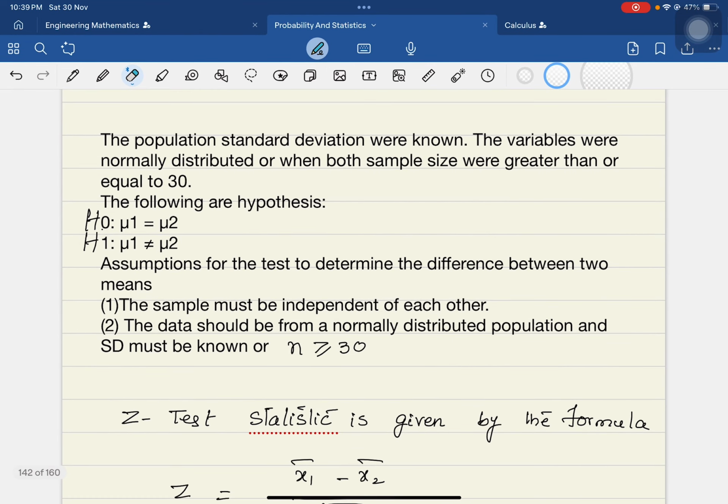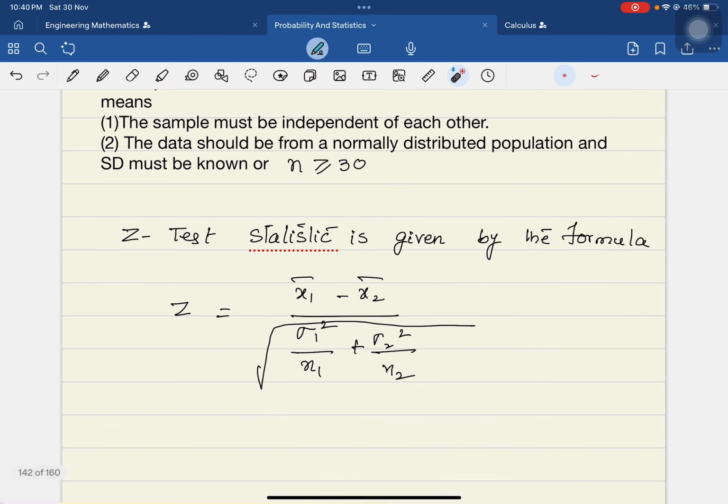In today's lecture, I am going to explain, if the population standard deviations are known, suppose for any two large populations, then how to find the z-test statistic. The first thing is that both samples must be independent, of course, and both samples must be of size greater than or equal to 30.